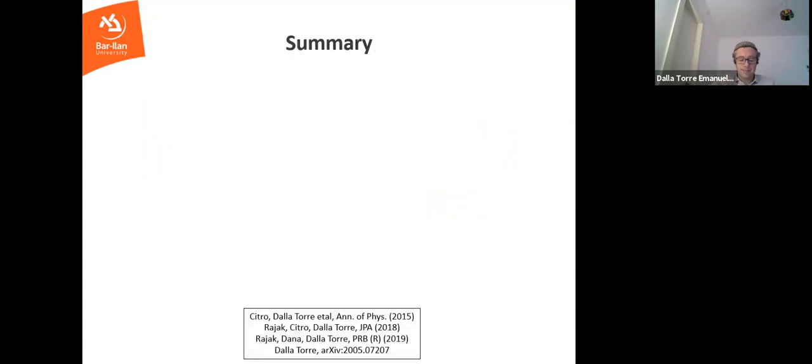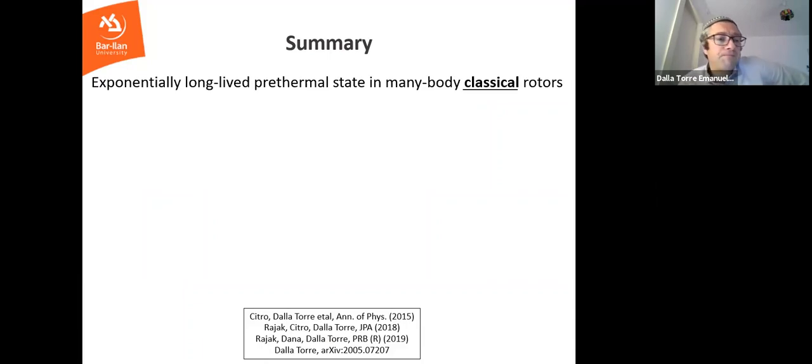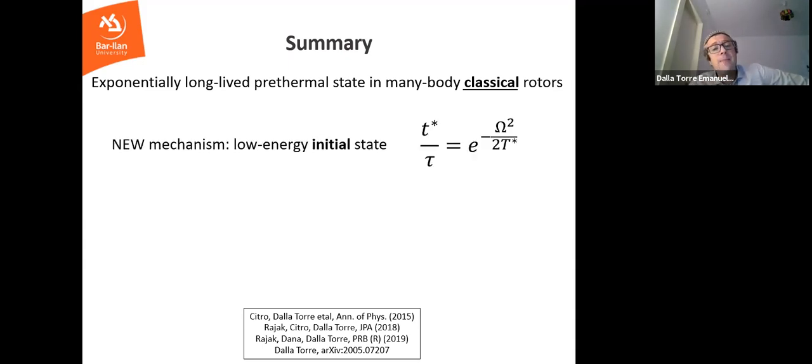So let me summarize. What I told you is that if you take a classical system and periodically drive it as a function of time, there is the possibility of creating a prethermal state. I mean, there are situations in which the system is not diffusive. It does not absorb a lot of energy as a function of time. It absorbs very little energy, and how little depends on the initial conditions, and in particular on the initial temperature.